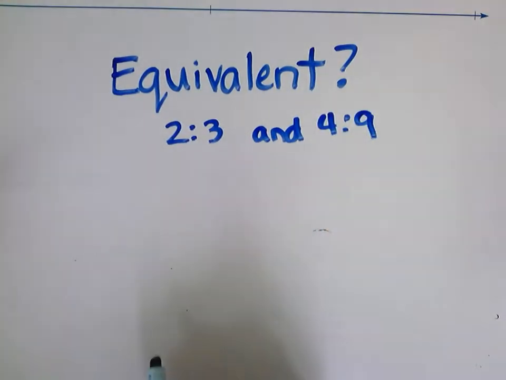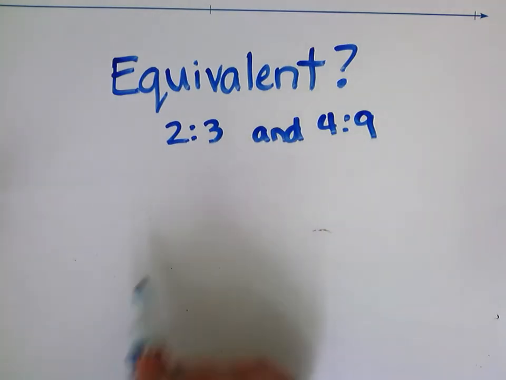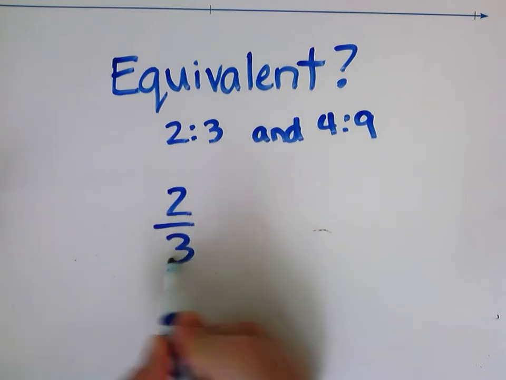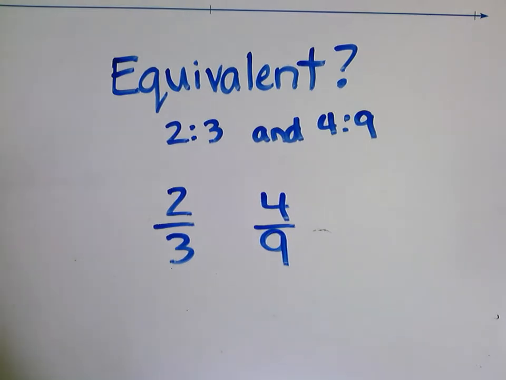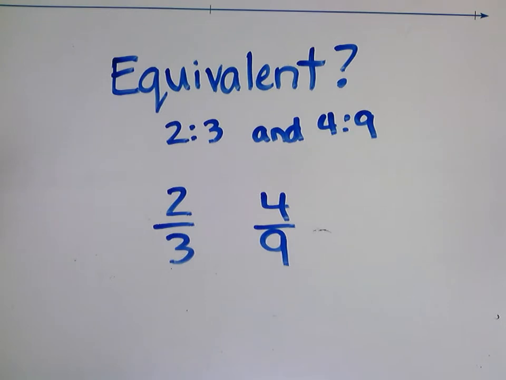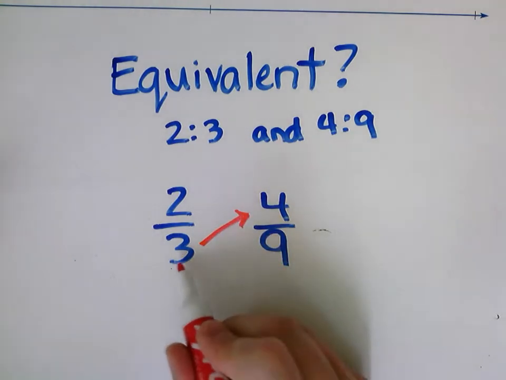So the best way to do this, my strategy that I use, is I rewrite both of these ratios as their values, as a fraction. So I'm going to write 2/3, I'm going to write 4/9, okay? And then what we're going to do is a little cross product multiplication. So I'm going to look diagonal. I'm going to multiply these two numbers. And I'm going to start at the bottom and multiply up.